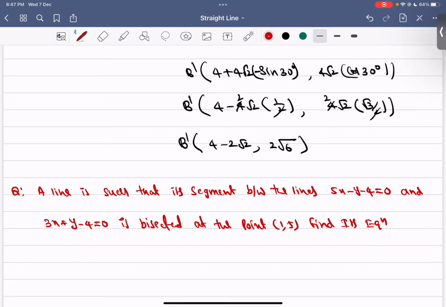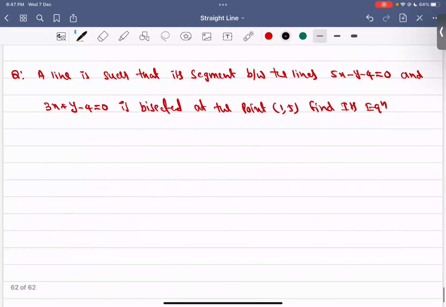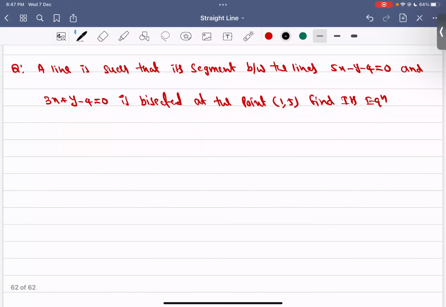So this is the question. Just don't try to draw the fair diagram. Just solve the problem by rough diagram only. Whenever we require, then only you draw the fair diagram. So here the question is, 2 lines are given.